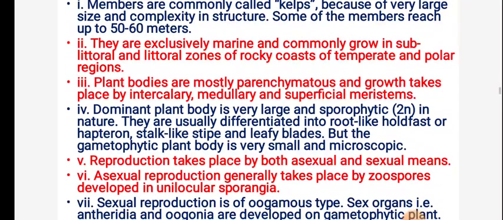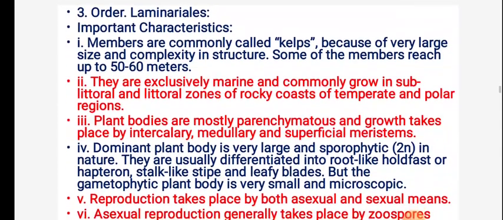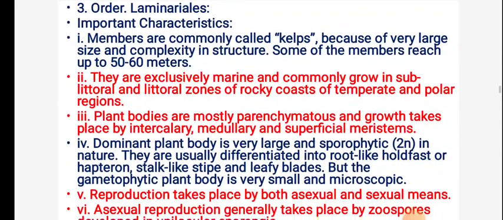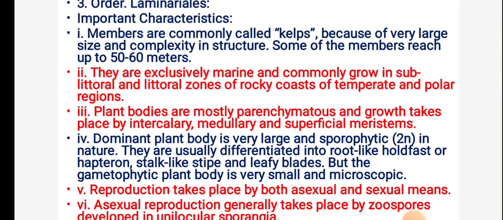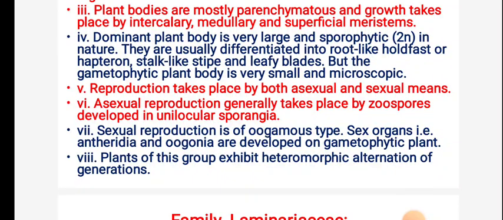So in the Indian seashores, some members are reported. The dominant plant body is very large and sporophytic, which is diploid in nature, and it is differentiated into root-like holdfast or hapteron, and stalk-like stipe and the leaf blades.